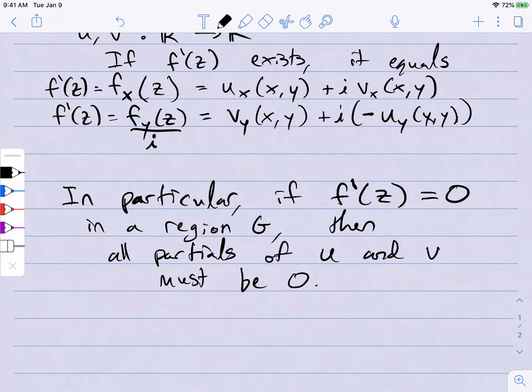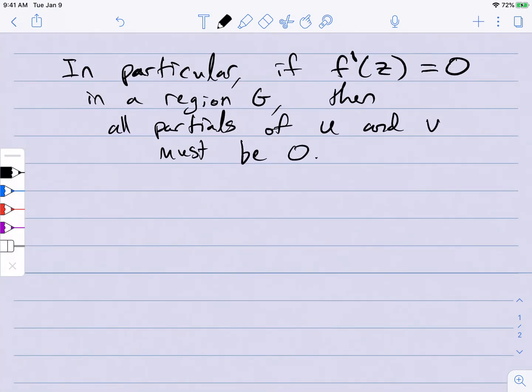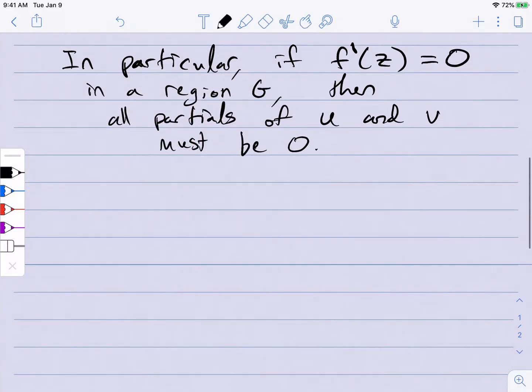Okay, and what we want to say next is something that is pretty intuitive. In that case, the function f must have been a constant function. And the way we're going to conclude that is by showing that both u and v have to be constant functions. So let's consider u first.